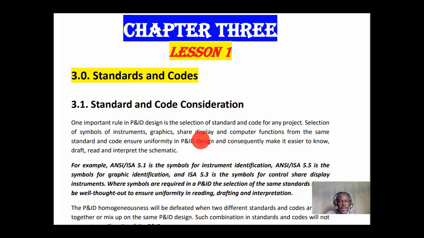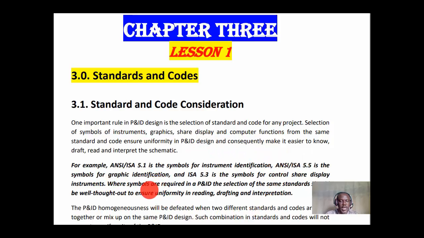One important role in P&ID design is the selection of standard and code for any project. Selecting symbols of instrument, graphic, shared displays, and computer function from the same standard and code ensures uniformity in P&ID design and consequently makes it easier to know, draft, read, and interpret the schematics.